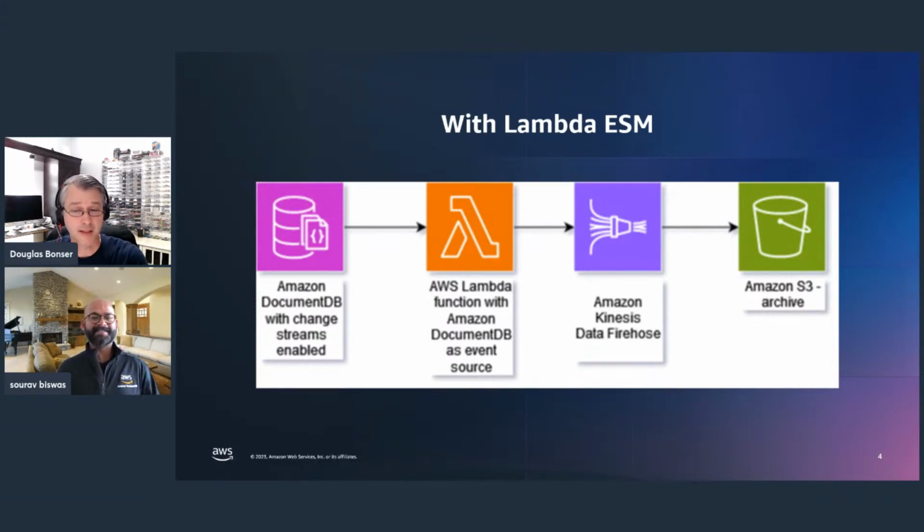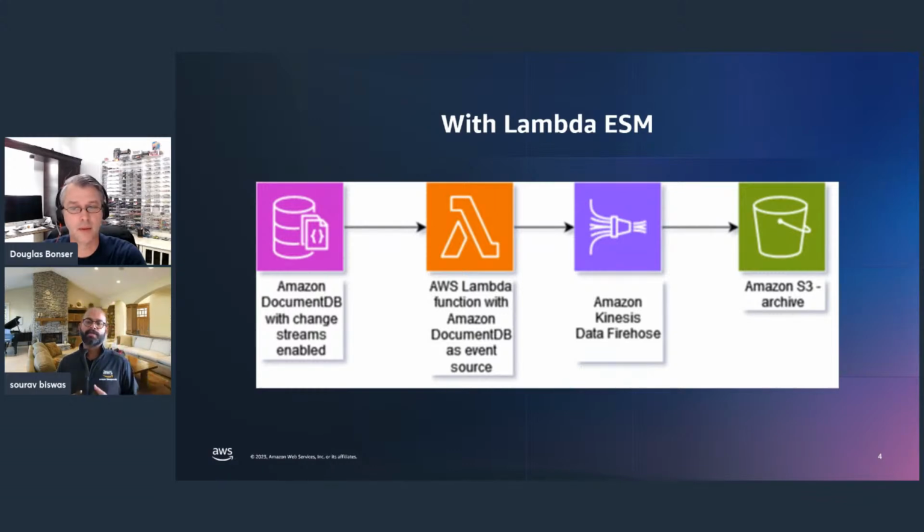Right. Yes, it's a simpler diagram, but I notice, okay, if we're archiving to S3, why do we have Kinesis Data Firehose in here now? Yeah, that's a very important and nice question. Thank you so much, Doug. I did want to bring that up as well.